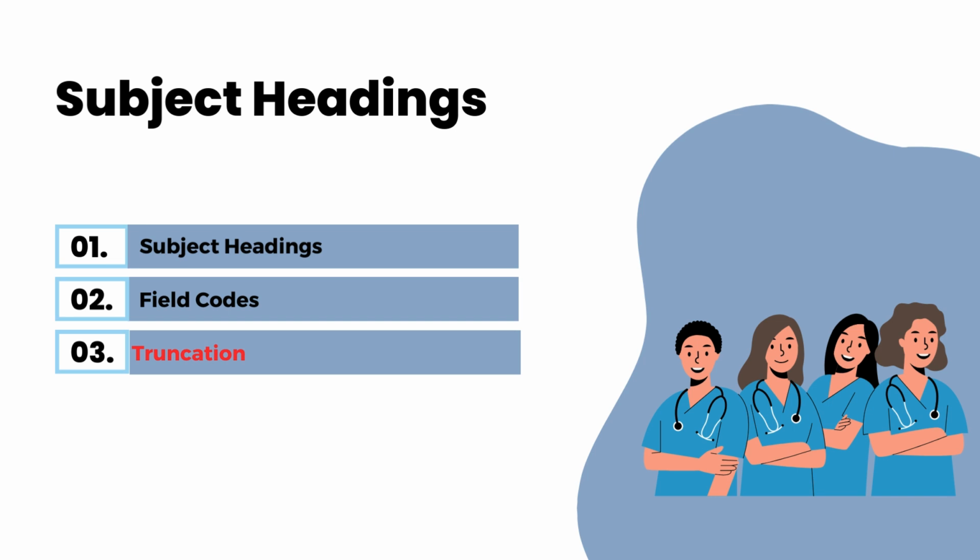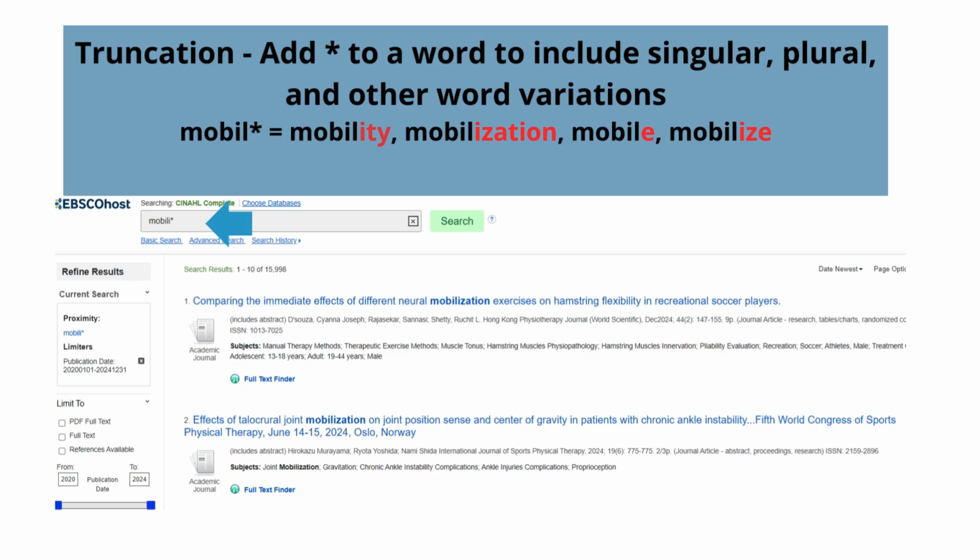Finally, we're going to discuss using truncation while searching. Truncation is where you add an asterisk to search words to include singular, plural, and other word variations. For example, I'm typing in the word mobile with the asterisk, and it finds articles with mobility, mobilization, mobile, and mobilize.